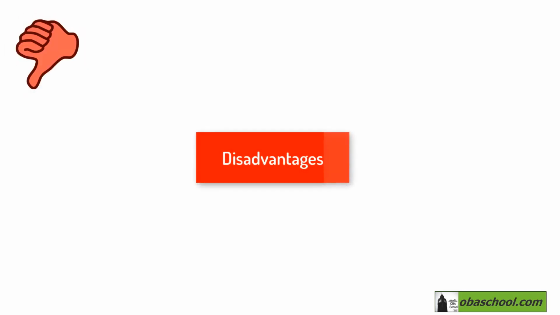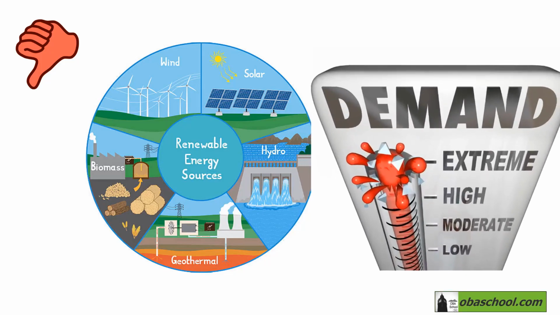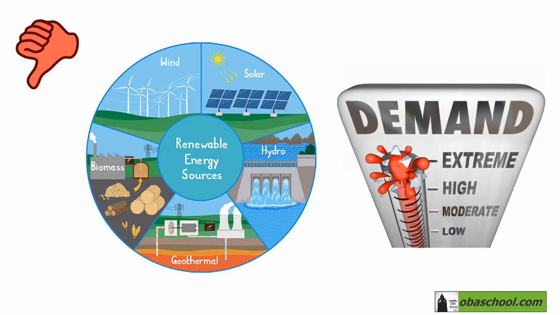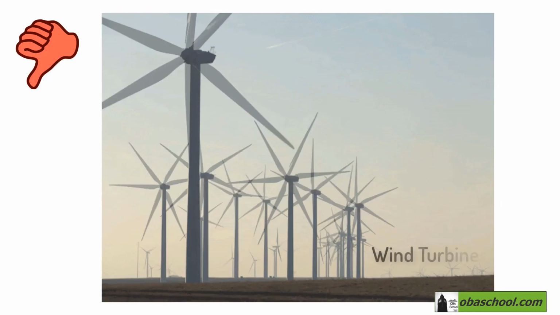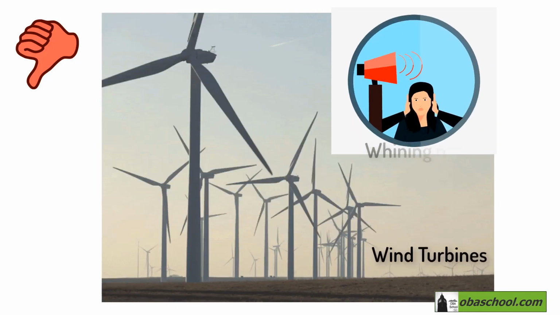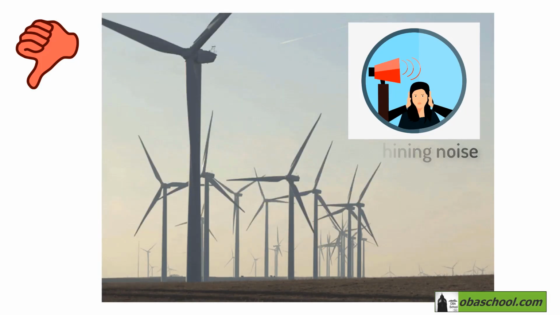Now, concerning the disadvantages of renewable energy resources, well, renewable energy resources are not currently able to meet the world demand for electricity, so fossil fuels are still needed to provide some of the energy demand. Wind turbines create whining noises which can upset people nearby.